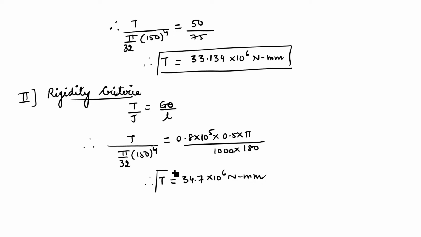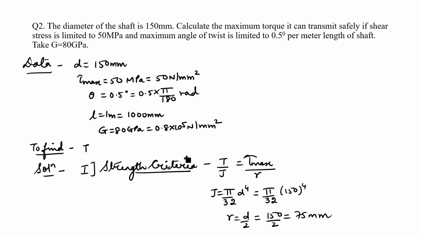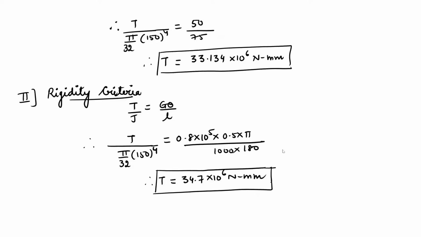Now by using both the methods, I have got two values of T. So I am going to again do the same thing that I did in the previous numerical, that is cross substitution. I will substitute this value of T in this formula and calculate the value of theta. It should be less than 0.5 degree as given in the question. I'll substitute 34.7 in the formula of strength criteria and calculate the tau value. If it is less than tau max, then that is safe. So let's check which value of T is going to be safer.